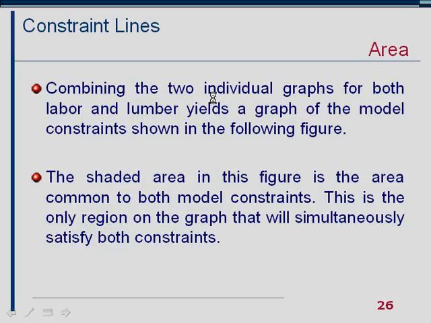Okay. So combining the two individual graphs for both labor and lumber yields a graph of the model constraints shown in the following figure. The shaded area in this figure is the area common to both model constraints, and this is the only region of the graph that will simultaneously satisfy both constraints.